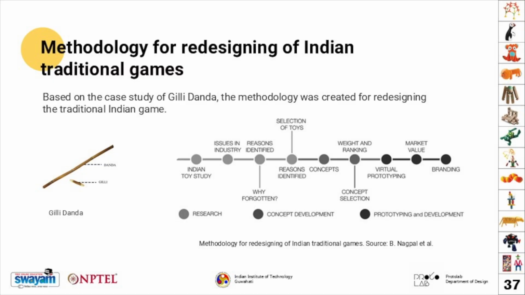Stage 1. Research, which includes studying what are the issues in the industry specific to India. Stage 2, which is concept development. A specific toy is selected, for example, Gilli Danda, and problems and reasons were identified through research and observation as to why Gilli Danda has been forgotten over time.